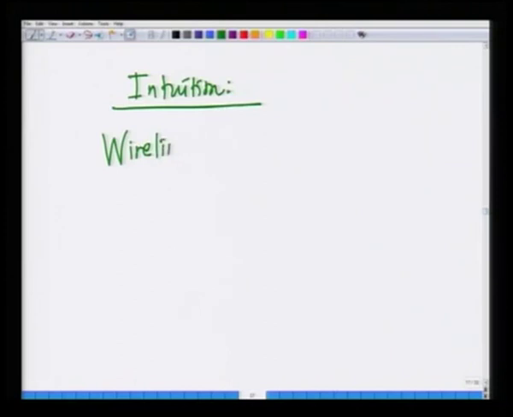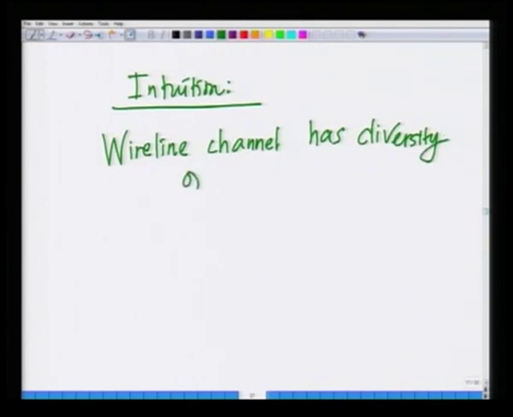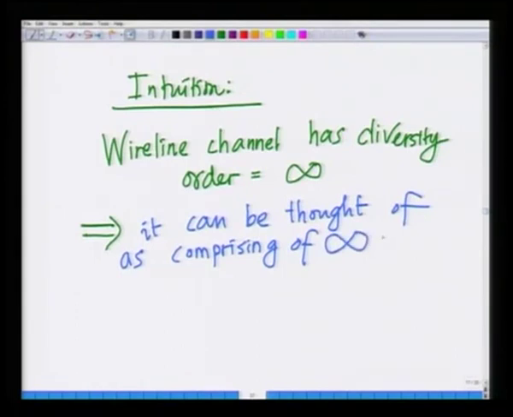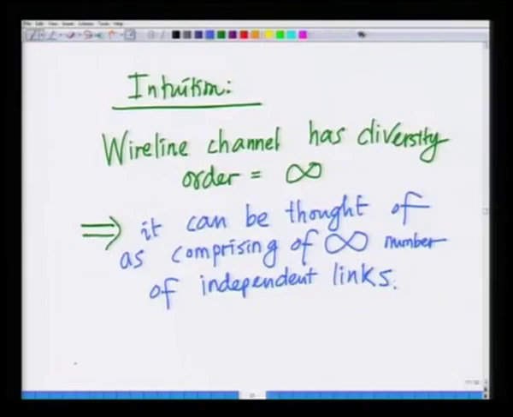A wireline channel has diversity order equal to infinity, which implies it can be thought of as comprising of an infinite number of independent links. Now this is the main intuition.